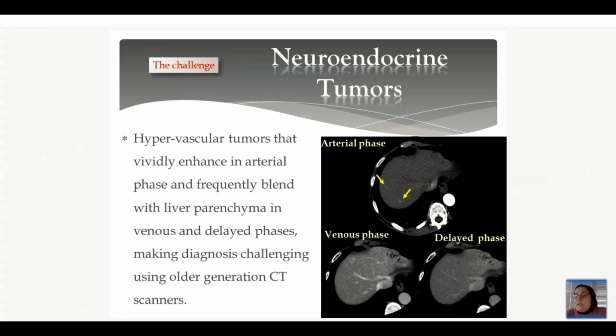You can see here these two white dots. These are metastatic lesions in the liver that are arterially enhancing. The problem is that in the venous phase, it blends. You cannot see or recognize it in the venous phase or the delayed phase. The old scanners were very, very slow, so we were not able to get imaging at that phase, and we were missing all the arterially enhancing lesions.